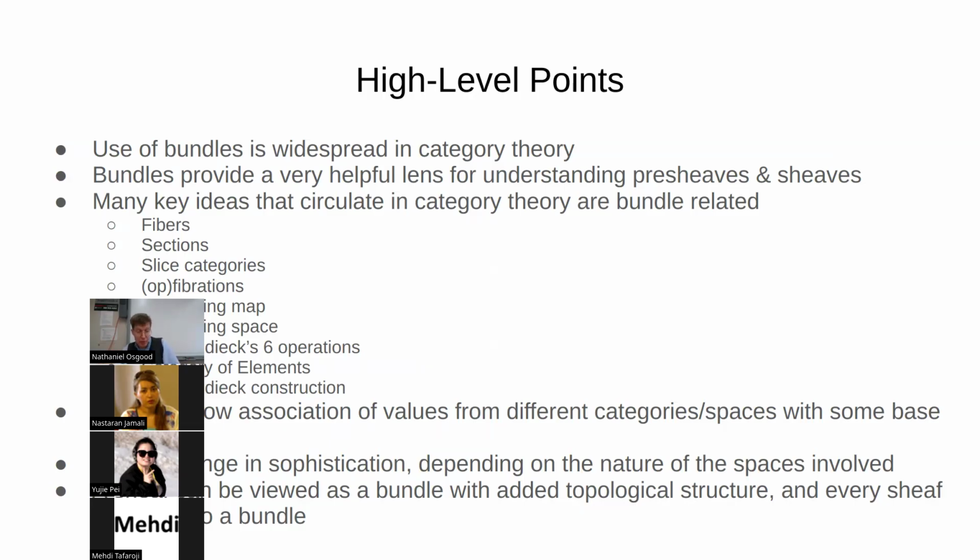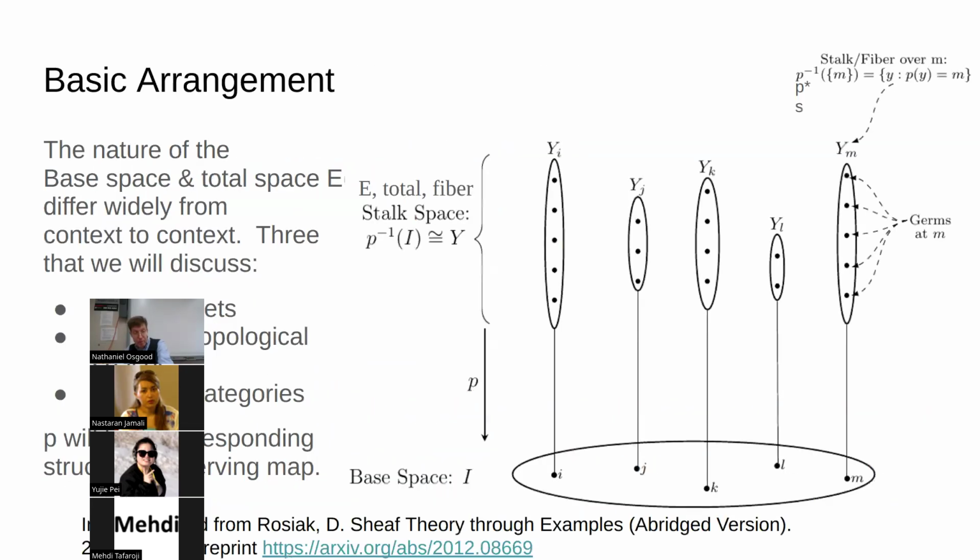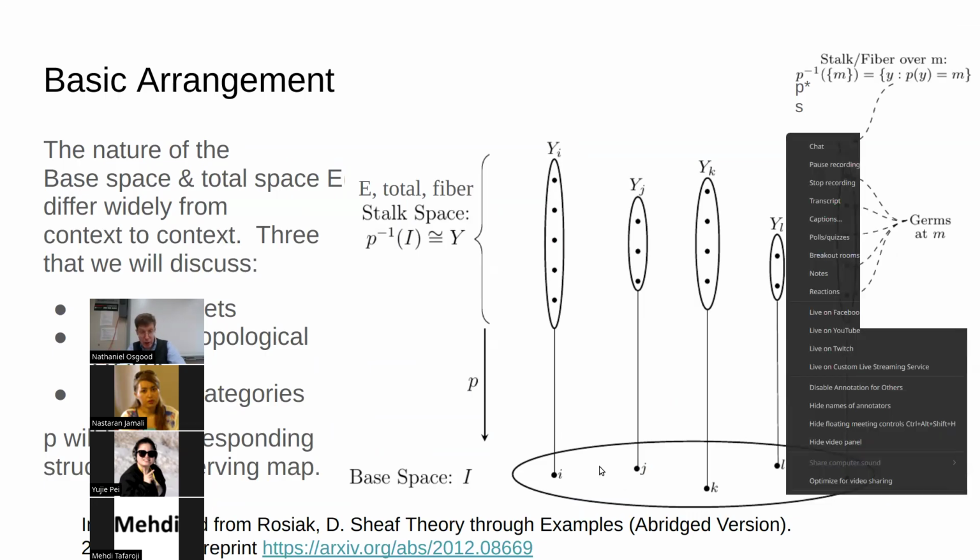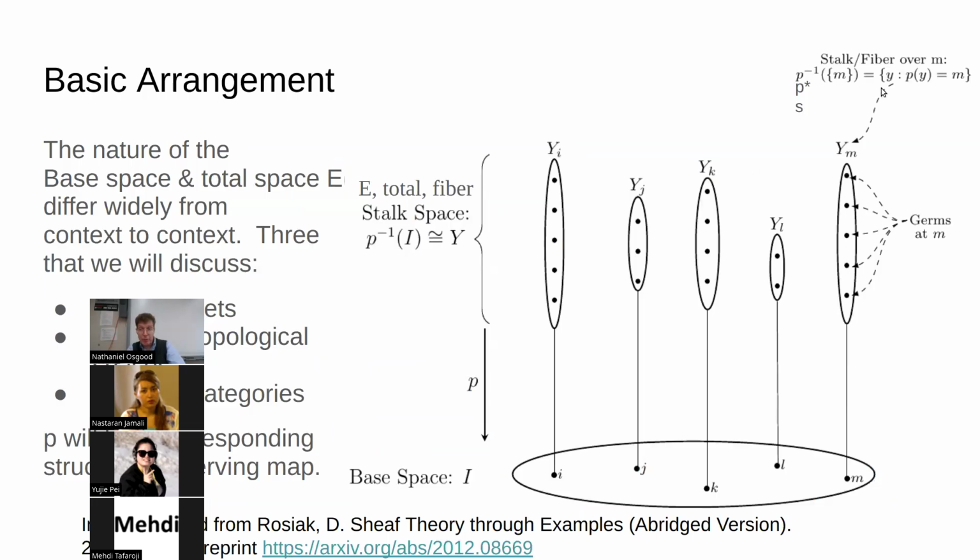And sheaves can be viewed as bundles with some added topological structure. And every sheaf gives rise to a bundle. Bundles are closely related to sheaves, and the notation and the terminology here is similar. So the basic arrangement here with a bundle is we have some base space. We're going to call it I. And this is rather asymmetric.